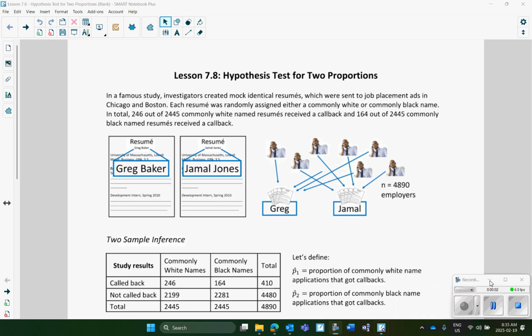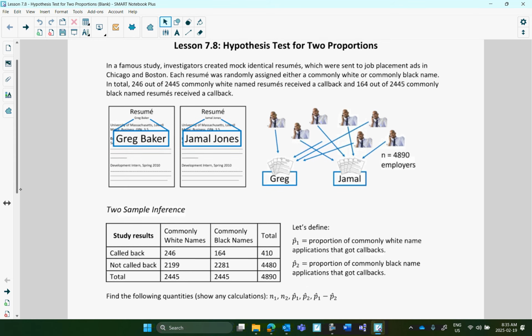Okay, so yesterday we talked about a confidence interval for a difference between two proportions. And now we're going to talk about how to do a hypothesis test for a difference between two proportions. Okay, and we're going to use the same example of the resumes that were sent out.